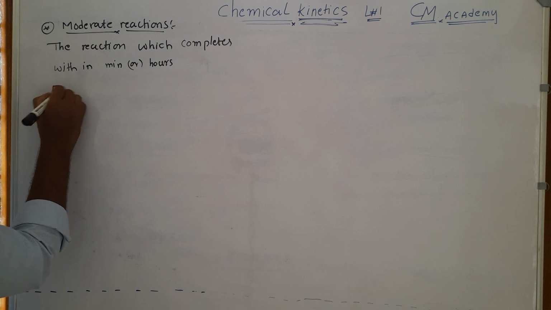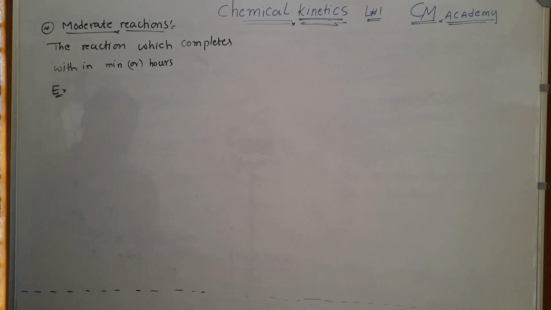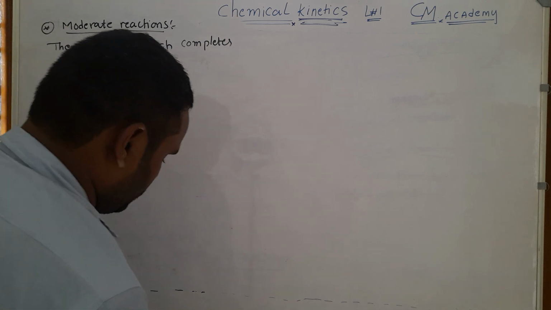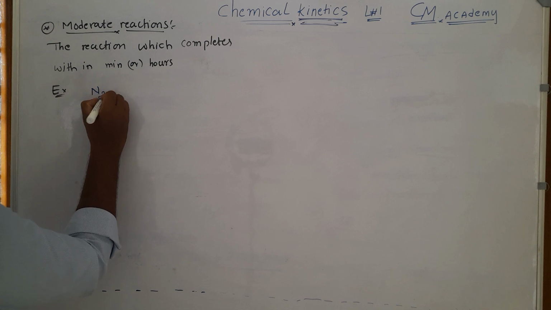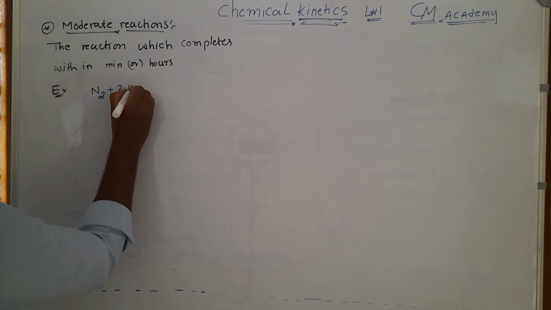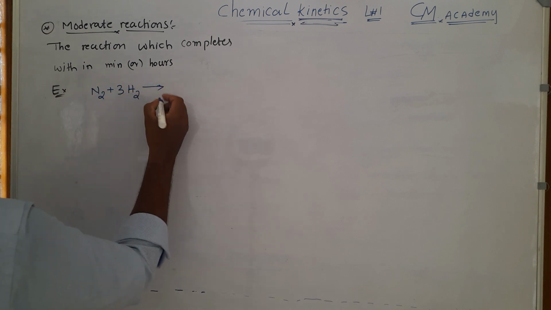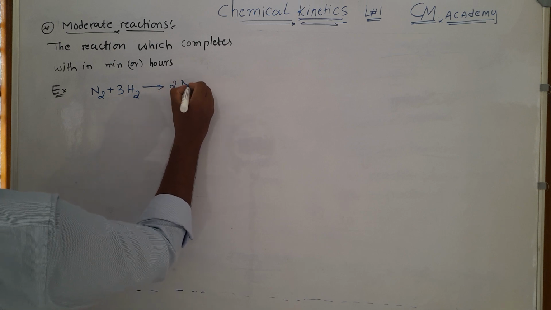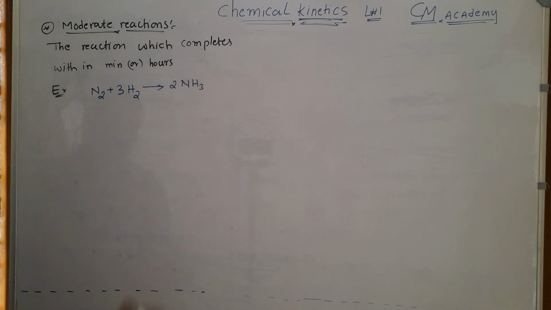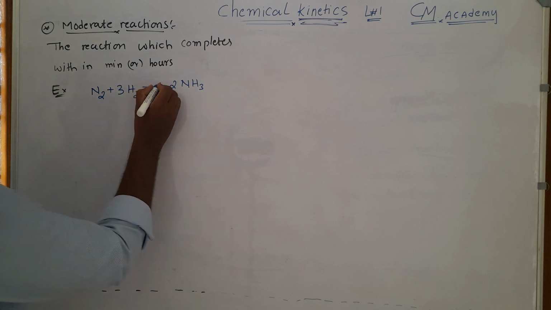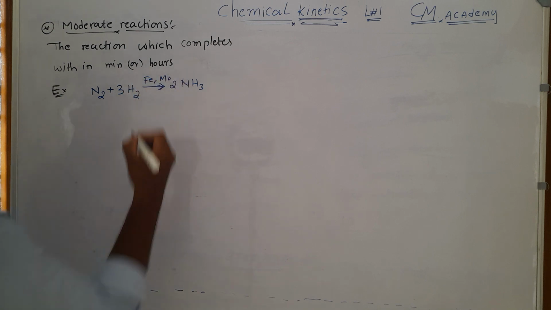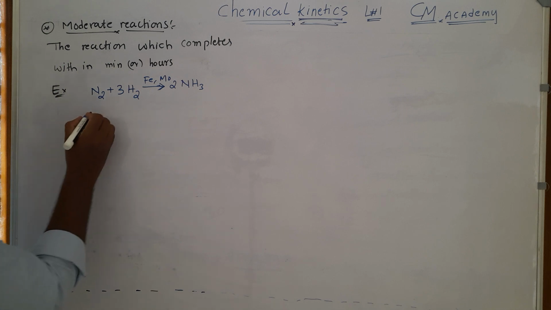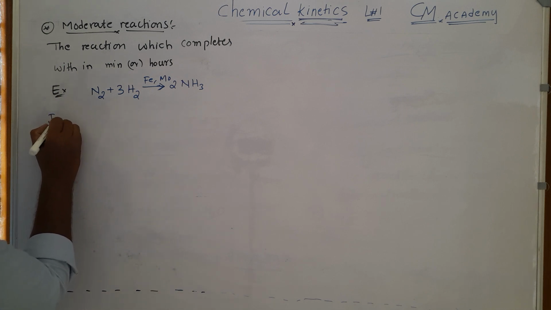We can take a number of examples. Formation of ammonia: N2 plus 3H2 gives rise to 2NH3 in the presence of iron and molybdenum. Next, inversion of cane sugar.